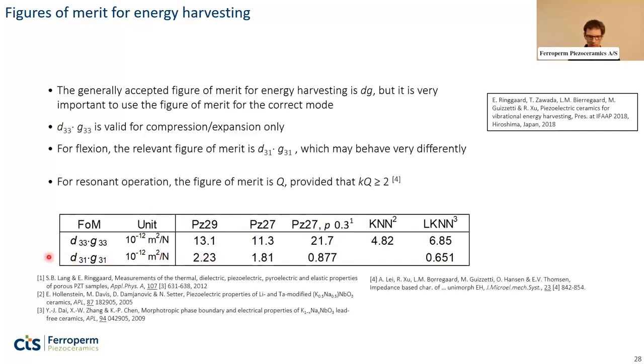As I mentioned, it looks a little different when you are at resonance. Then, as long as you can get a fairly high Q and a fairly high coupling coefficient, the figure of merit can actually be reduced to just the quality factor of the resonator.